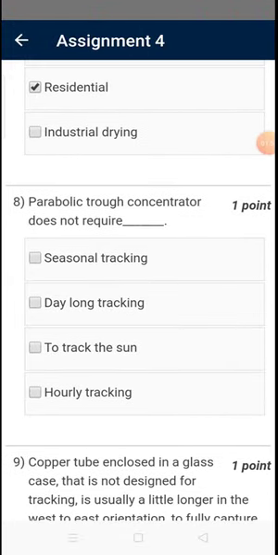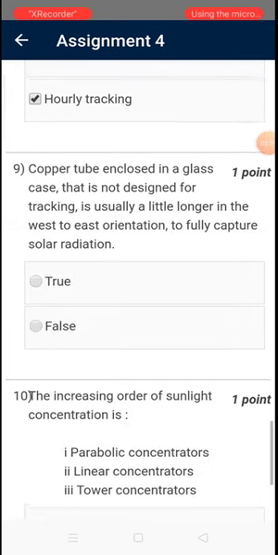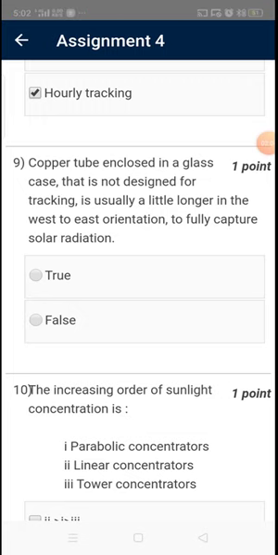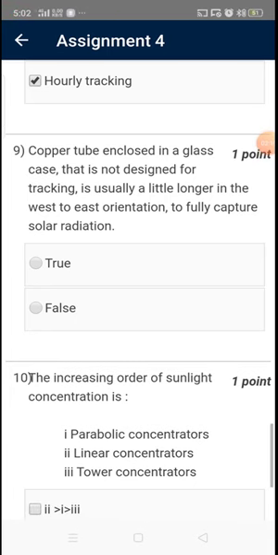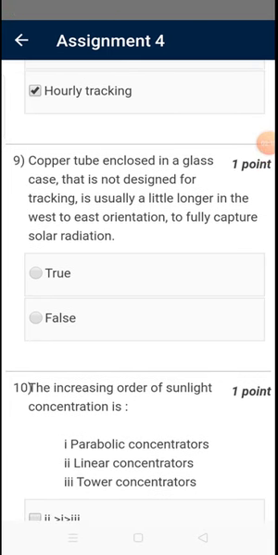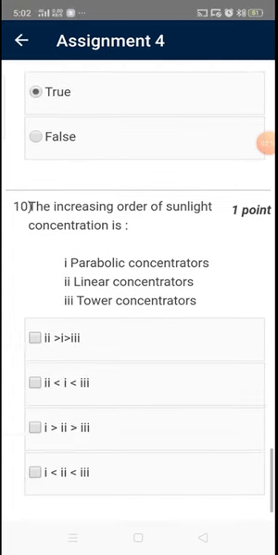Parabolic trough collector does not require day-long tracking and hourly tracking. A copper tube enclosed in a glass case that is not designed for tracking is usually a little longer in the west to east orientation to capture the solar radiation. This is the true statement.